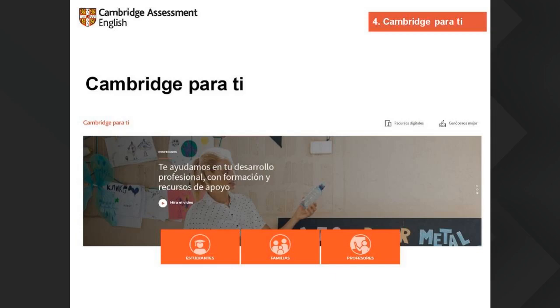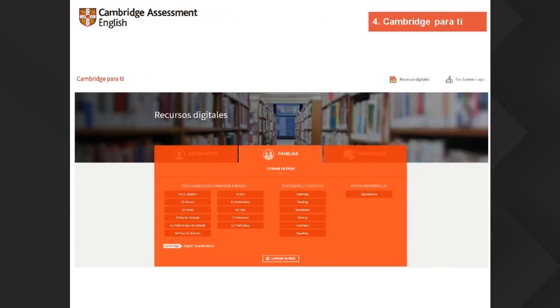Hopefully you're all familiar with this. This has been live for 2 years now. And basically it's our new landing page. So all of the resources that we've looked at today and many, many more can be accessed via Cambridge para ti. Okay, so you can access as a student, a family, or a teacher. Yeah, you go on, Victoria.